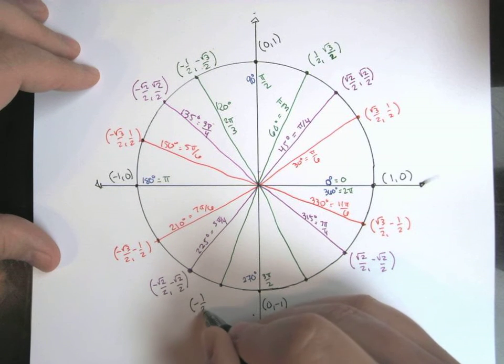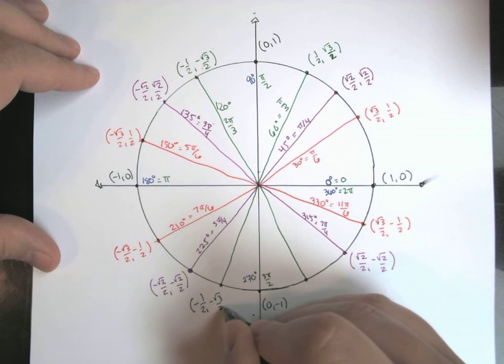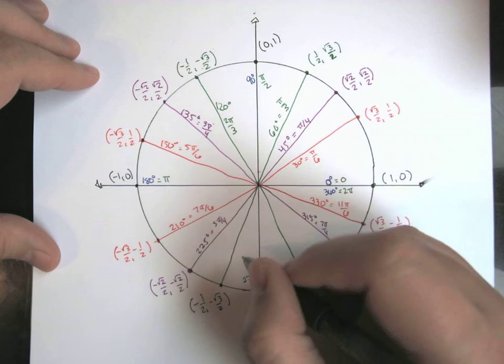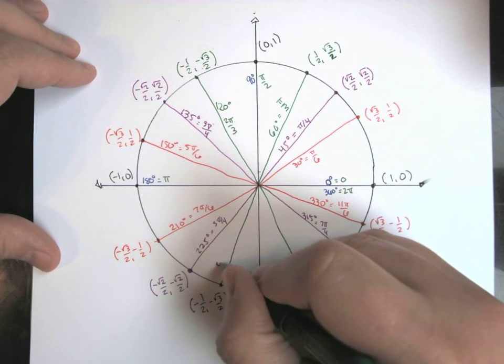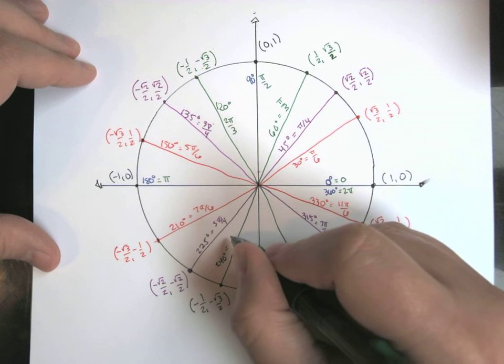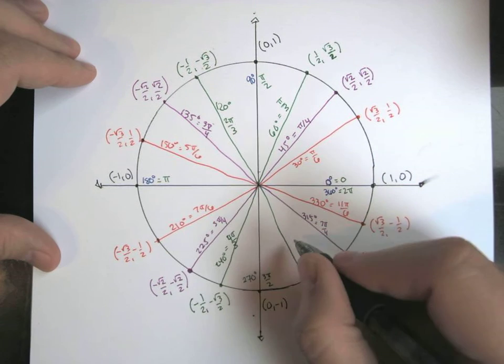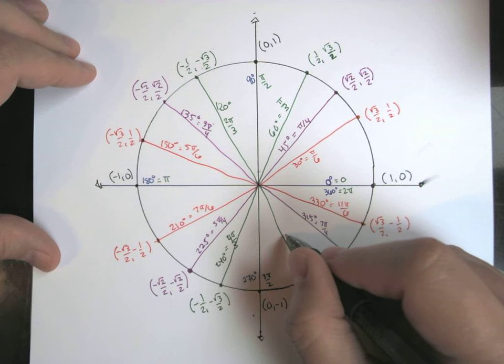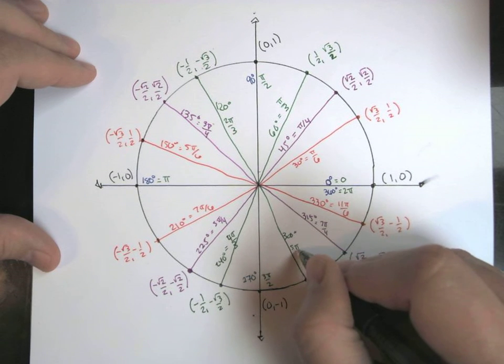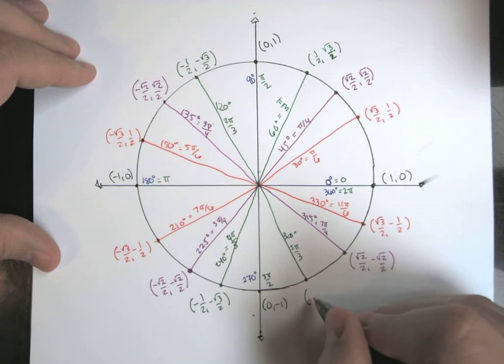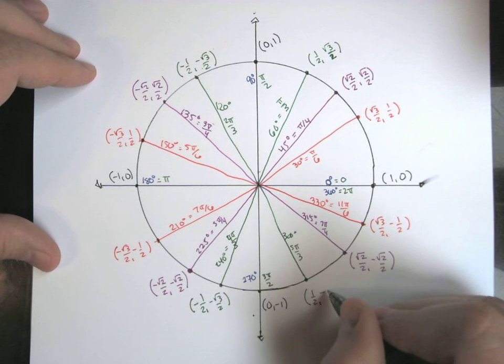Double negatives down here, negative 1/2, negative root 3 over 2. What's that? 240. So that's going to be 4 pi over 3. And then this guy's going to be 300. Would be 5 pi over 3. So last but not least, so positive 1/2 positive x's and then negative root 3 over 2.